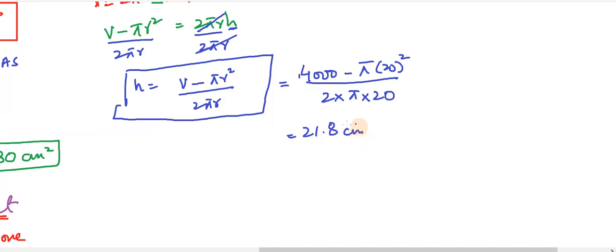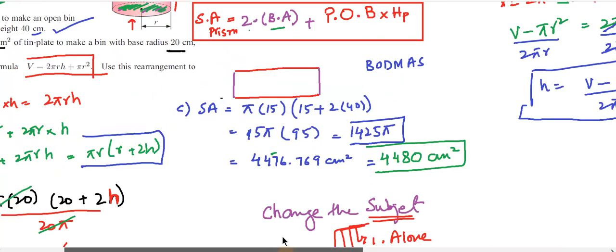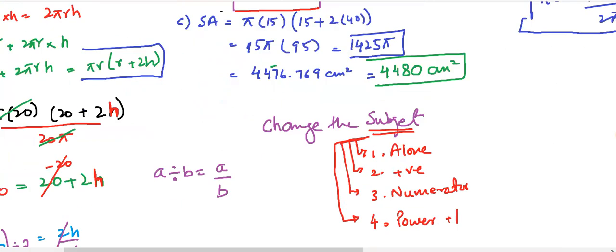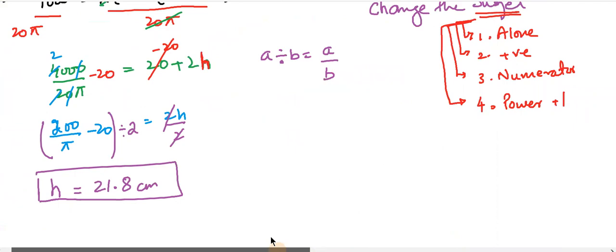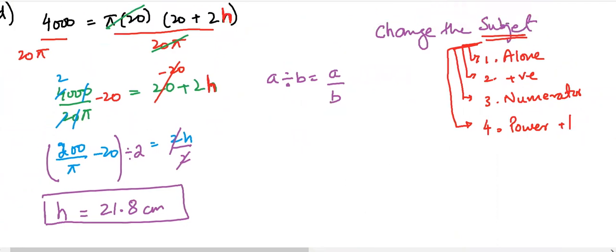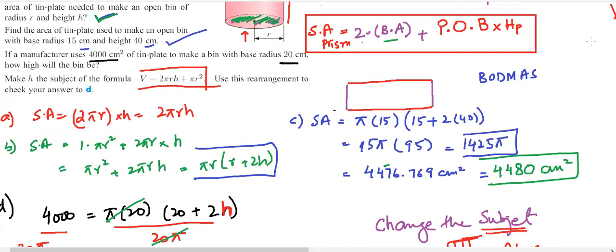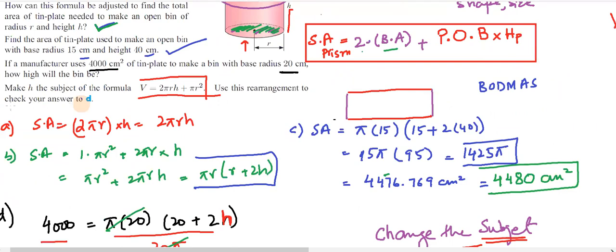21.83, which is 21.8 correct to 3 significant figures, and which is the same answer as we obtained using the calculations. Hence, our formula, our working is verified. Important to note is, check your answer with D. We have to use the working or the result in D. It's very important for us.